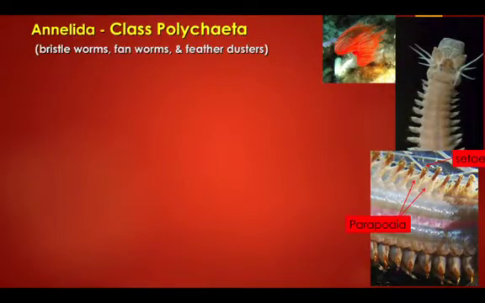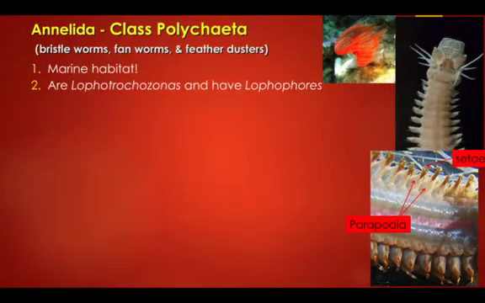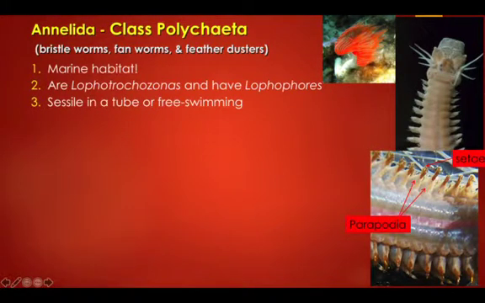All right, so some characteristics of the class Polychaeta: bristleworms, fan worms, and feather dusters. They are only found in marine ecosystems, so only saltwater ecosystems. If you remember that molecular data that was separating out the cladogram for our protostomes a little bit more, they are in that group of Lophotrochozoa. So they have lophophores. That is that feather-like structure that they have. They are sessile, or they can be free-swimming. So they can be either or, moving or non-moving.